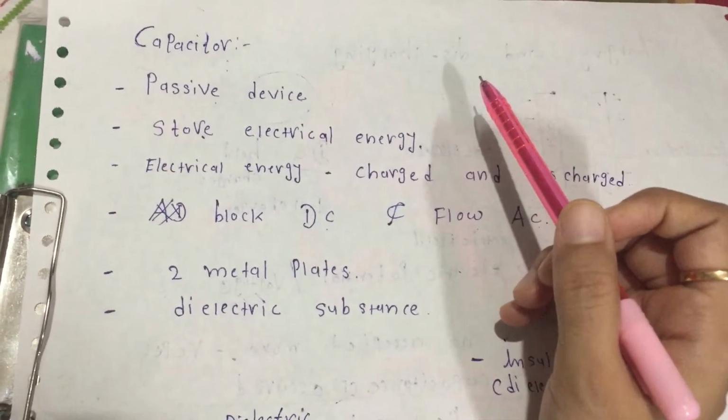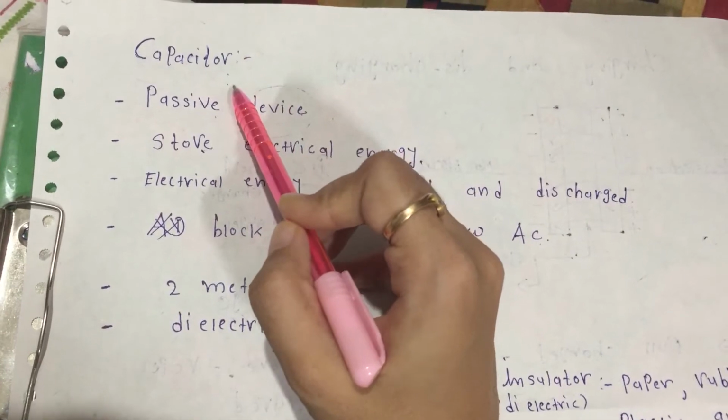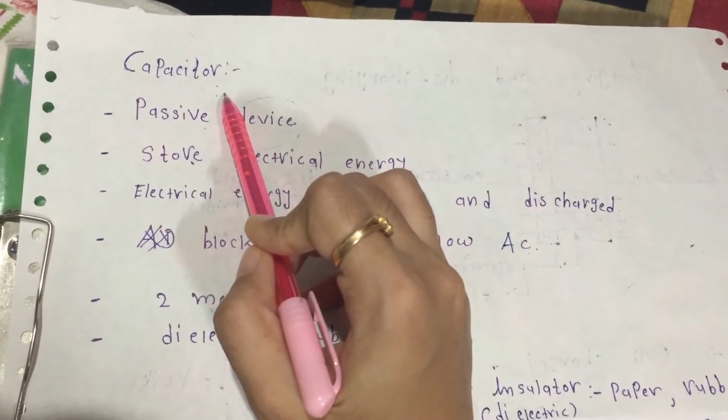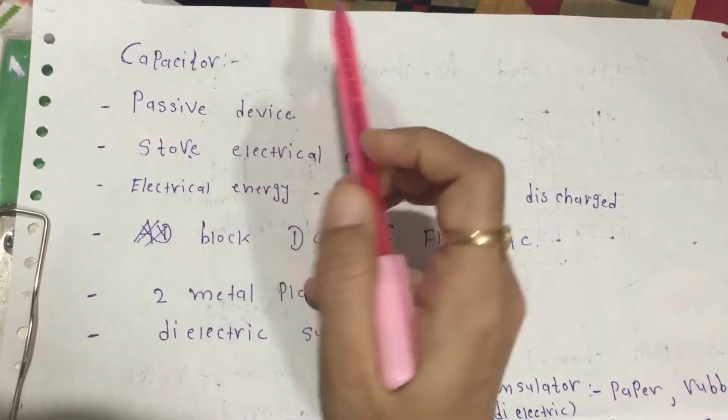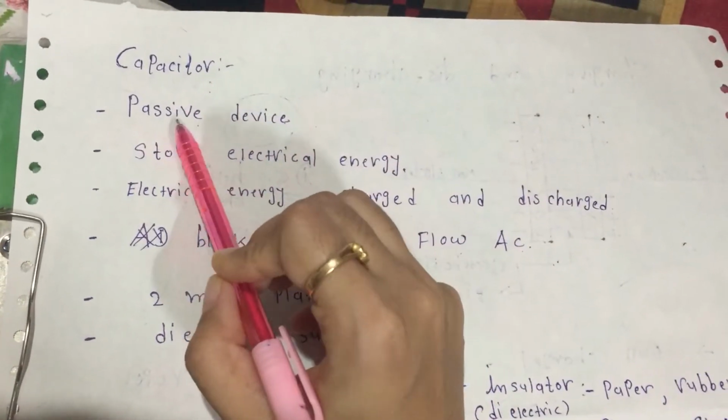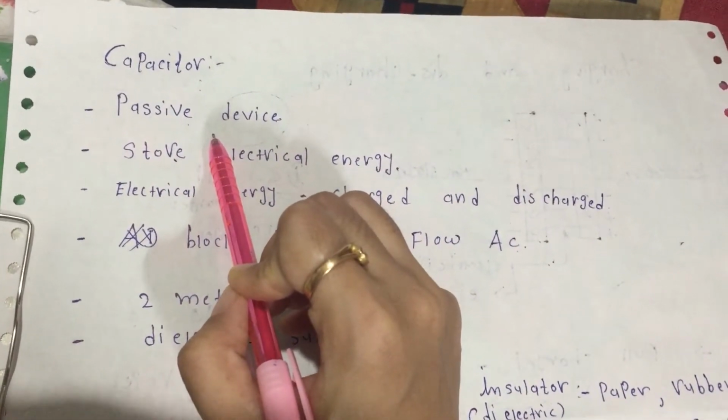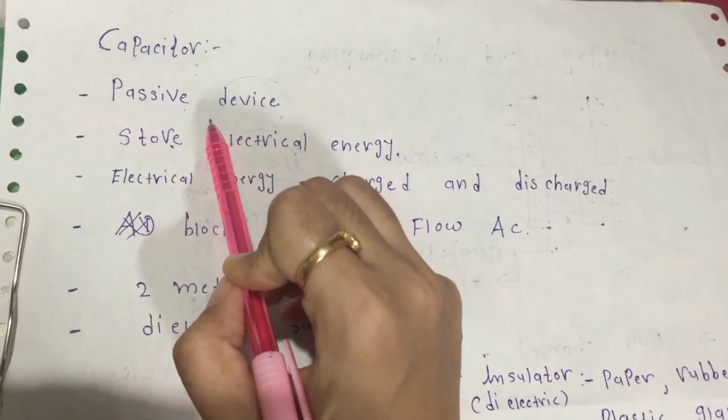Today we are going to understand about the capacitor. The capacitor is an important device in electronics. So the capacitor is a passive device. There are two types of device, active and passive.